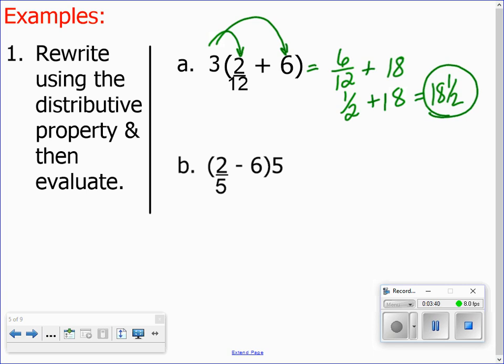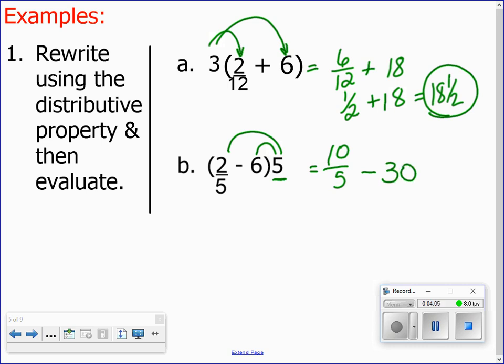Okay, even if the number's on the back end of it, this is still the distributive property. You're still multiplying each of the terms on the inside by the term on the outside. So you would do 2/5 times 5, which would be 10 over 5, minus 6 times 5, which would be 30.